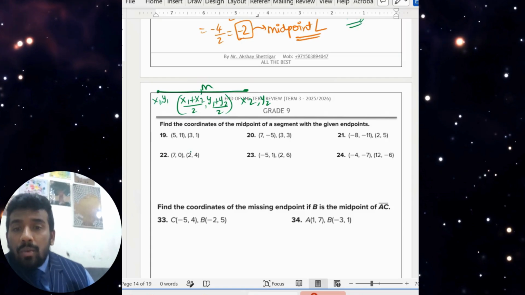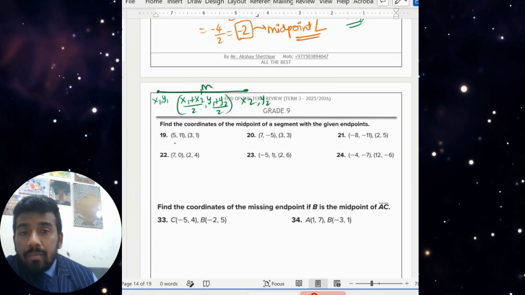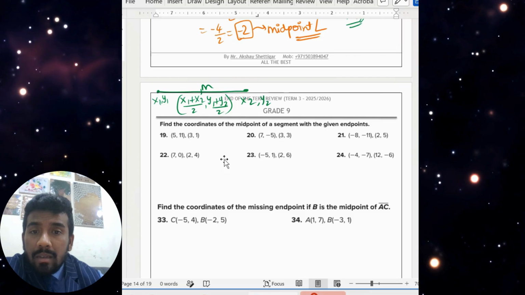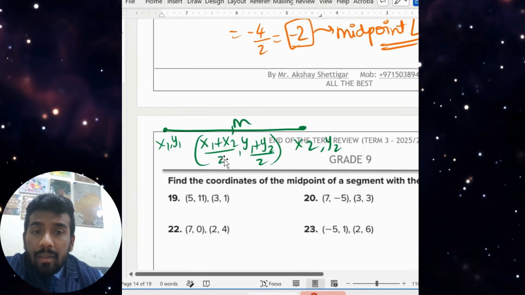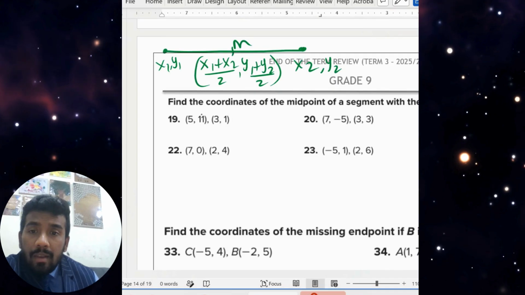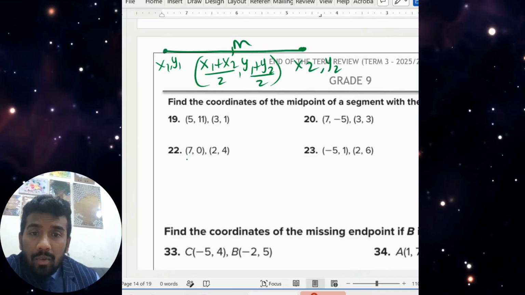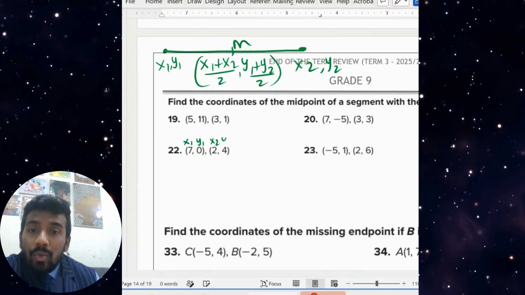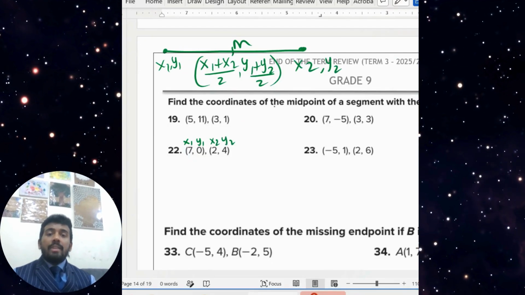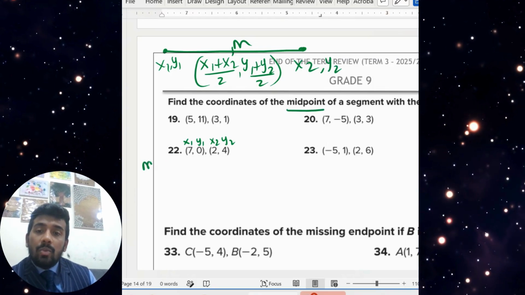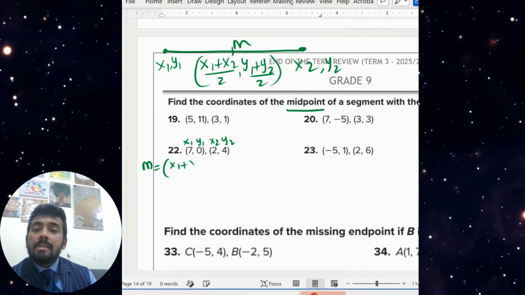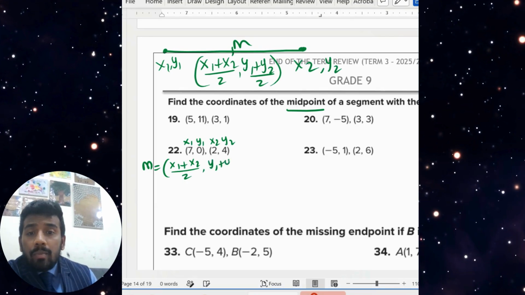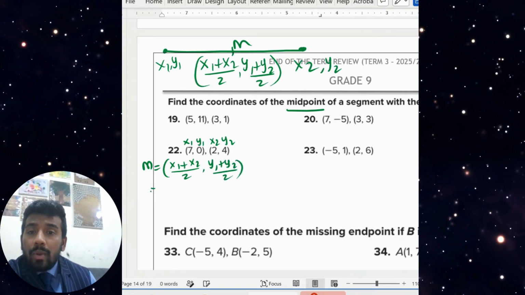So let's take the first question. Let me zoom it a little bit. Let's go to question number 22. This is your x1, this is your y1, that's your x2, that's your y2. So how do you find the coordinates of the midpoint? Easy. What's your midpoint formula? x1 plus x2 over 2, that's for x. Do the same for y: y1 plus y2 over 2.